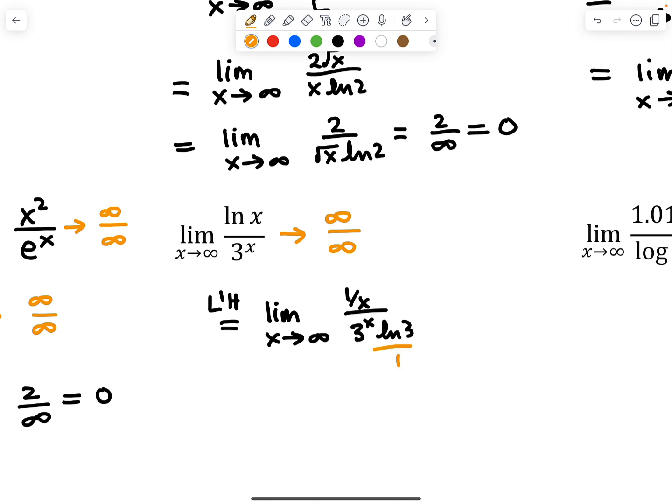If I think of that denominator as being over 1 and I invert and multiply, I'm going to get 1 over x, 3 to the x, natural log 3. And this limit is 1 over infinity, and a constant over infinity is effectively 0.